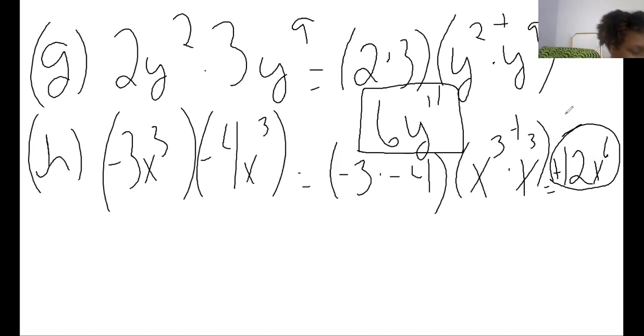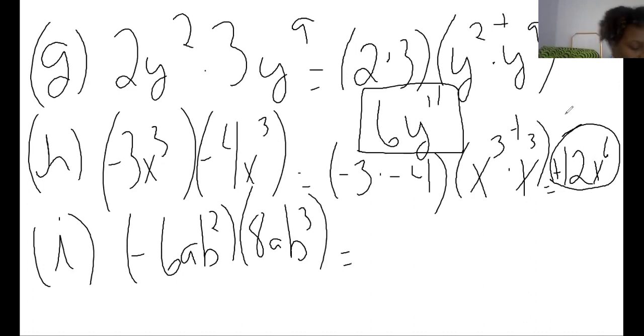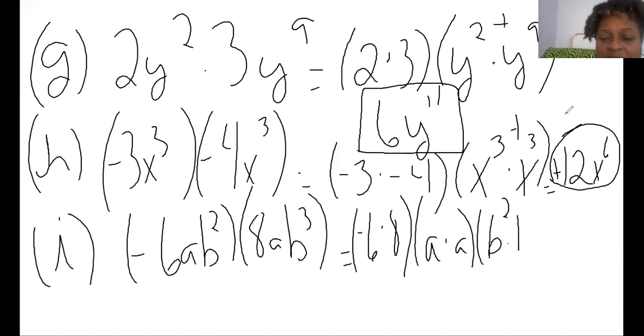All right. And last one for the product rule. Negative 6ab to the second times 8ab cubed. So once again, we will assemble as follows. Here I will deal with my integers, which are negative 6 times 8. I will now deal with variables. In this particular model, we have two sets to deal with. We have a times a, and we also have b to the second times b to the third.